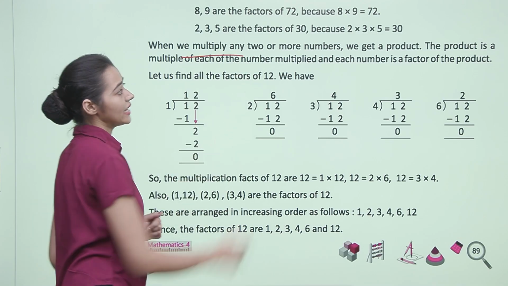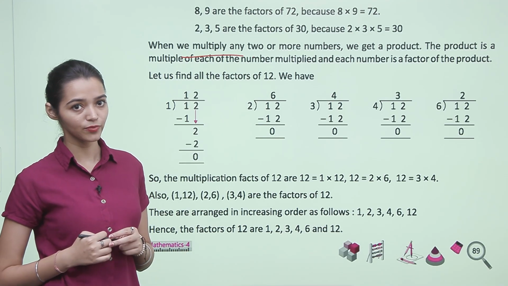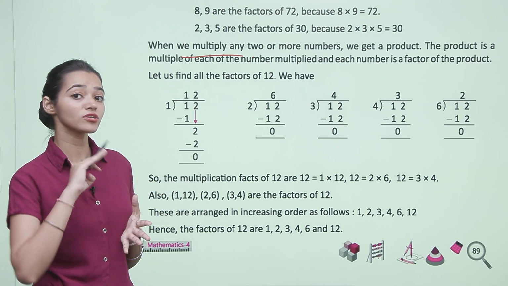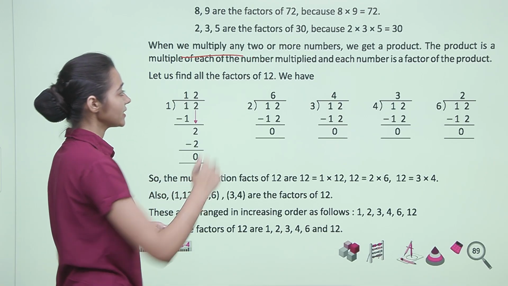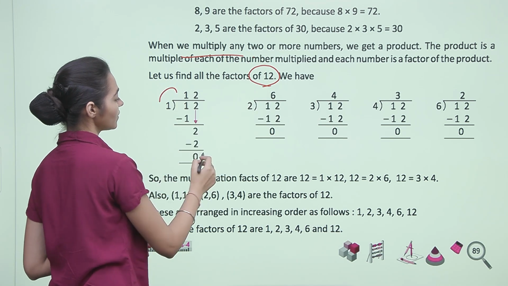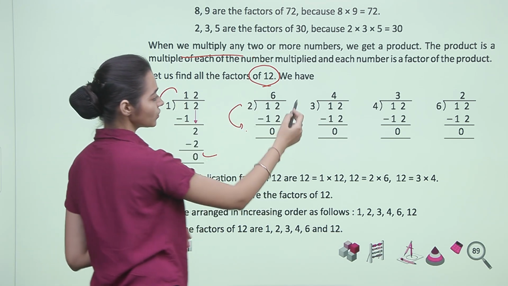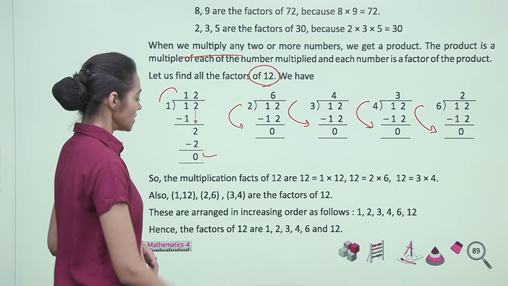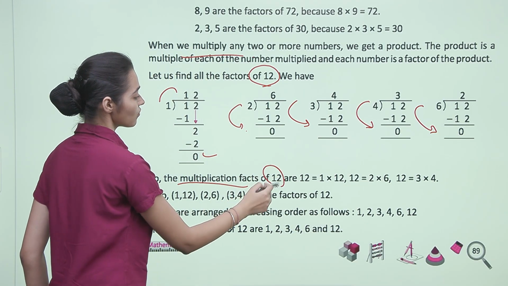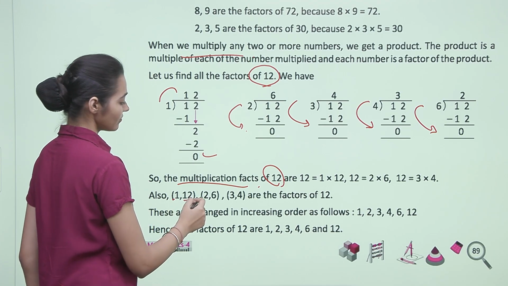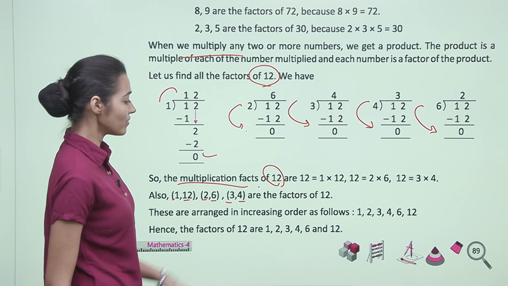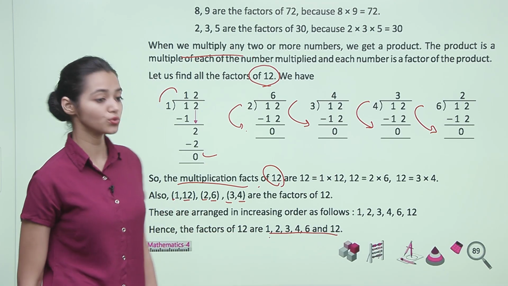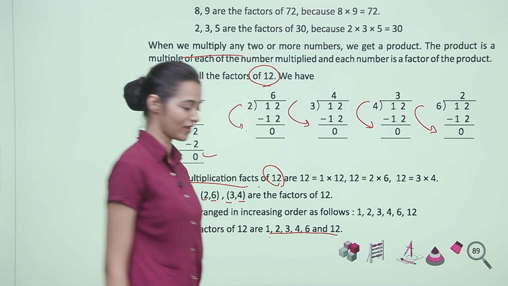Now when we multiply any 2 or more numbers, we get a product, and the product is a multiple of each of the numbers that is multiplied, and each number is a factor of the product. Now let us find the factors of 12. 12 divided by 1, remainder 0, 2 remainder 0, 3 remainder 0, 4 again remainder 0 and 6 again remainder 0. So that means the multiplication factors of 12 are 1 and 12, 2 and 6, 3 and 4. So when we arrange all the numbers, then the factors of 12 are 1, 2, 3, 4, 6 and 12.